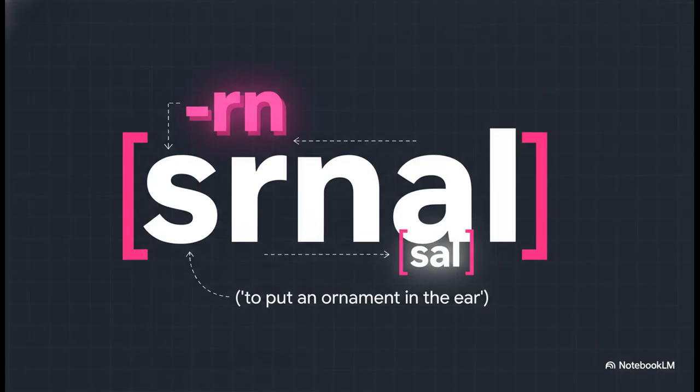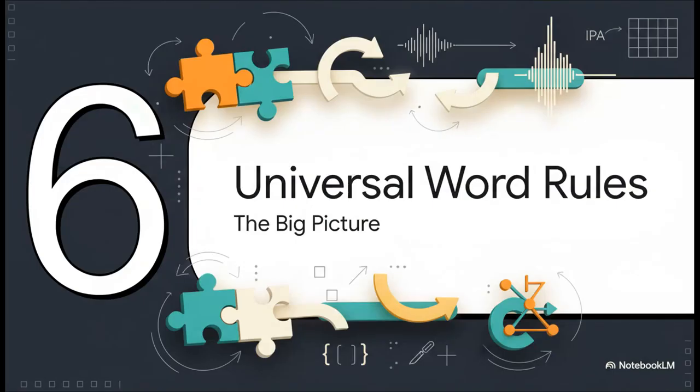Did you get it? The answer is sal. Since we know that the rn infix is what turns a verb into a noun, all you have to do is reverse the process. You just pull it out, and you're left with the original verb sal. Pretty neat, right? And that little puzzle actually shows us something really profound and universal about how human languages work. It's not just some random collection of sounds. There is a system, there are rules.